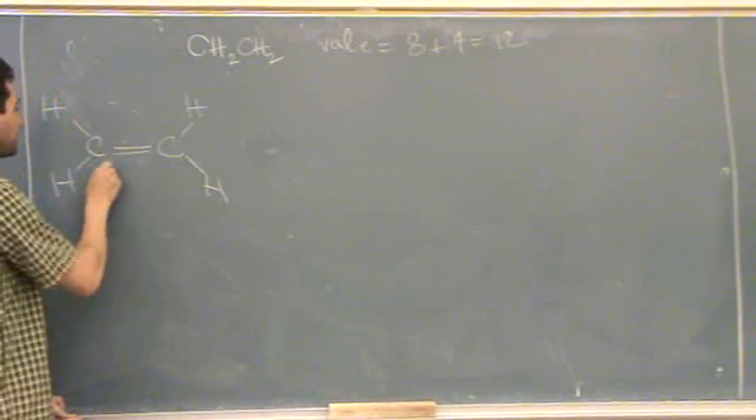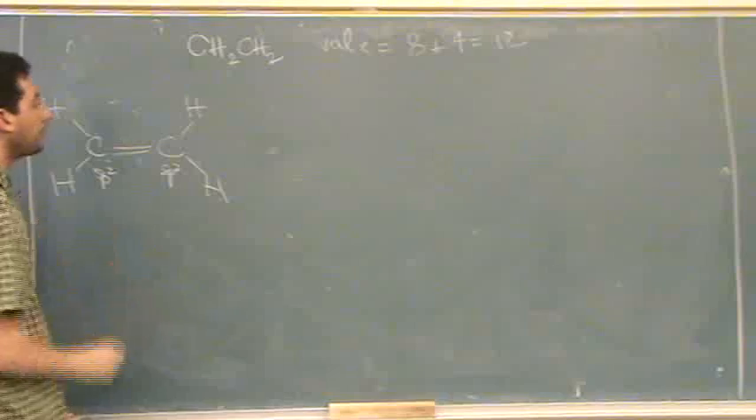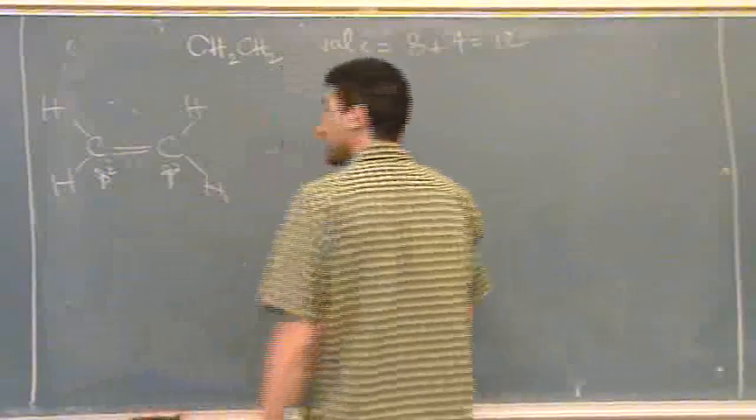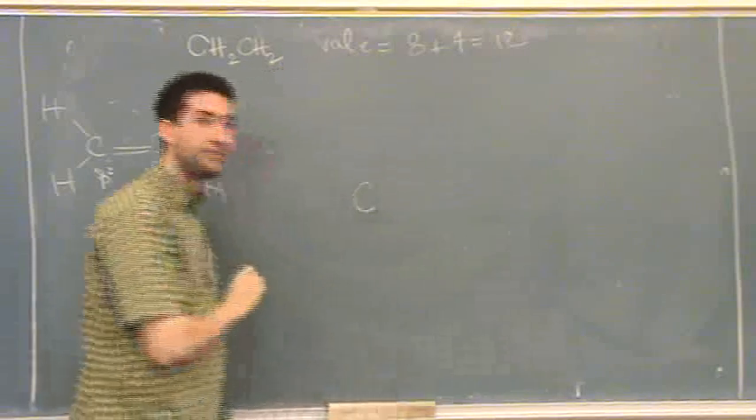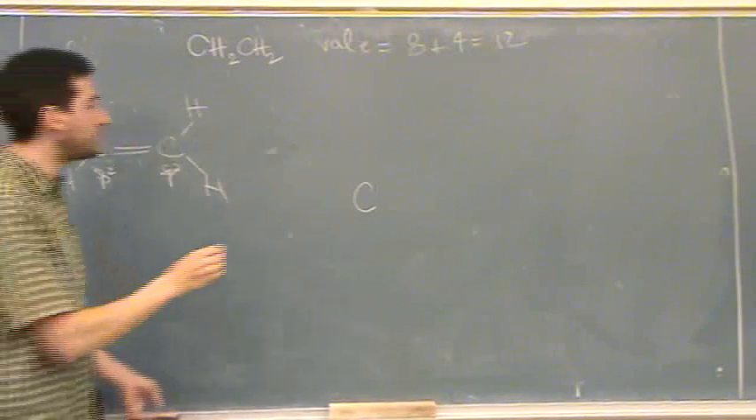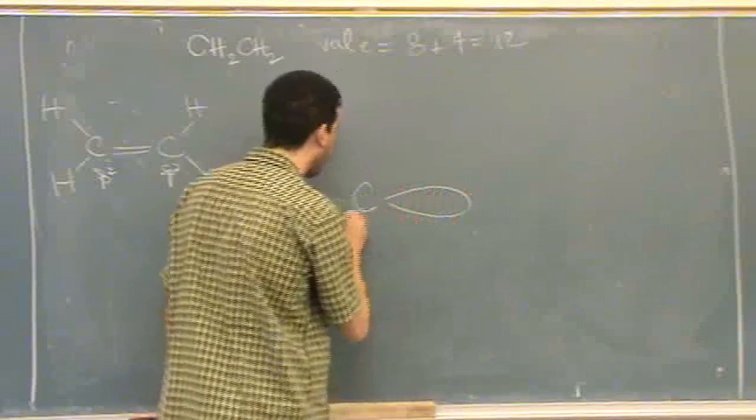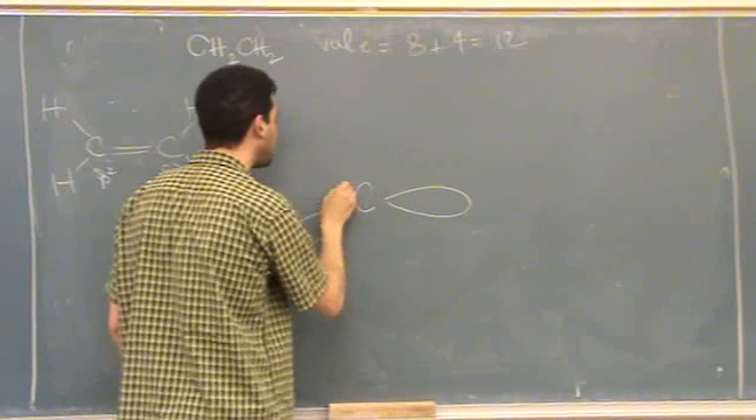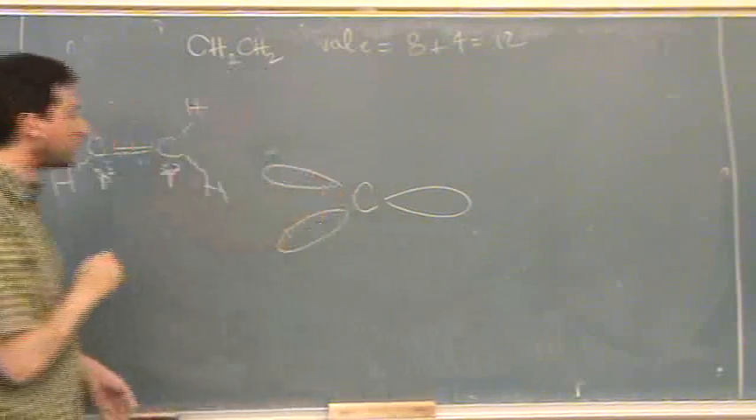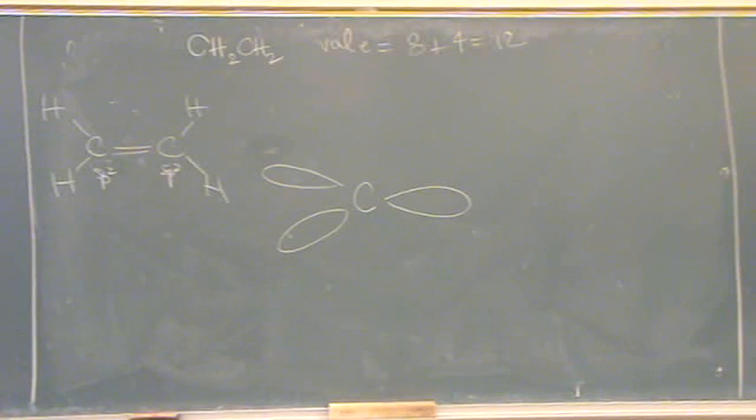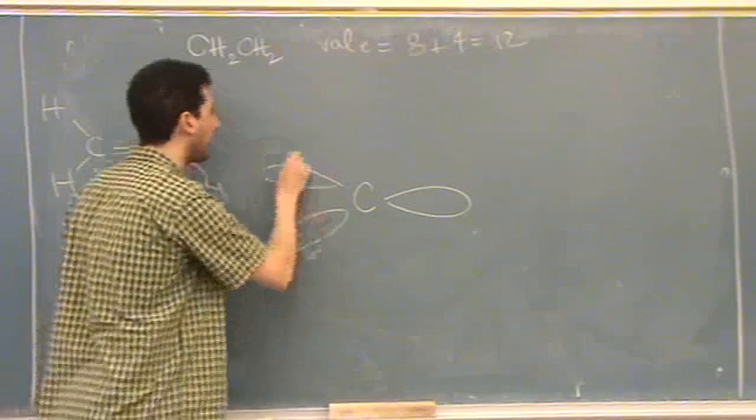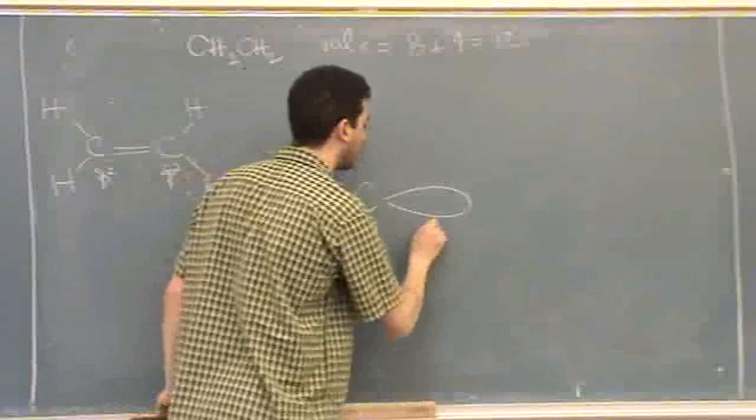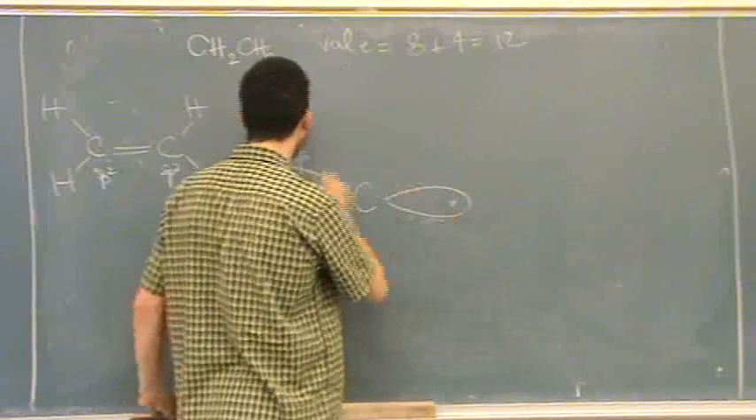So let's write SP2. This is SP2. So if you wanted to draw this with the hybrid orbitals, just do one carbon at a time. The carbon is SP2 hybridized. So draw your SP2. Three SP2 hybrid orbitals at 120 degrees. I'm going to draw end on, just like I did in class, and a little bit earlier also. These are three SP2 hybrid orbitals. They each have one electron.